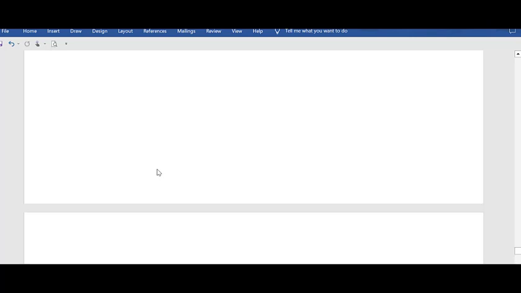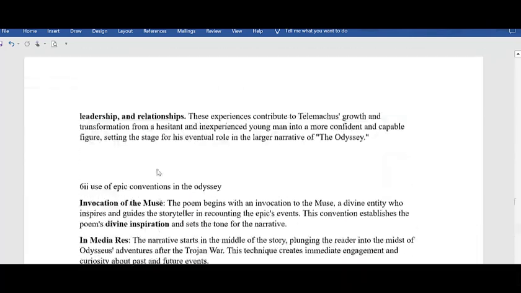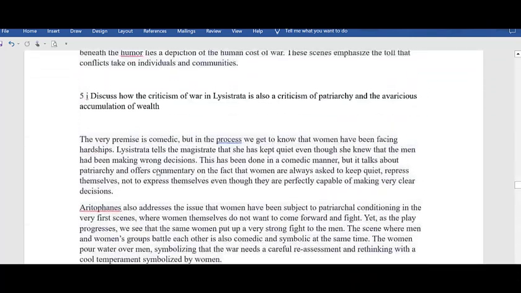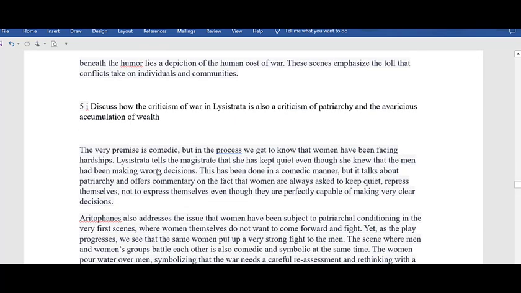Now to begin with, sometimes an opinion or a thesis is already given to you, and all you have to do is offer ways in which that opinion can be sanctioned, or that opinion can be substantiated. Okay, so discuss how the criticism of war in Lysistrata is also a criticism of patriarchy. So the question is already giving you an opinion, and you have to substantiate that opinion.